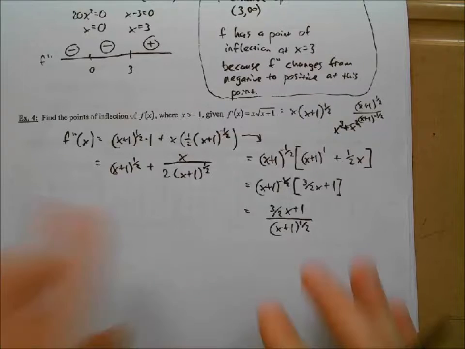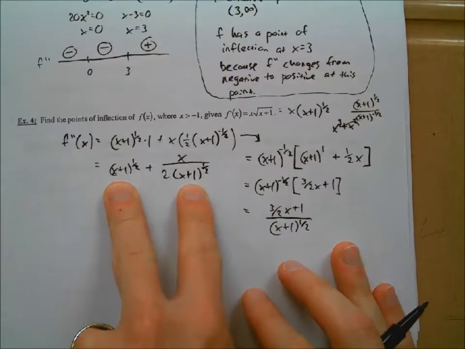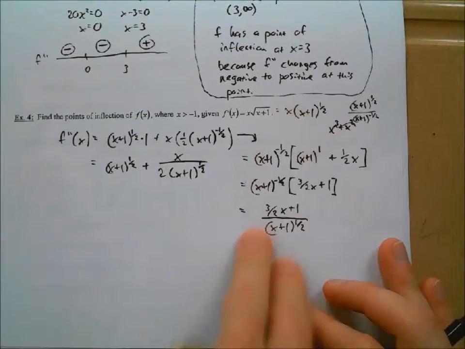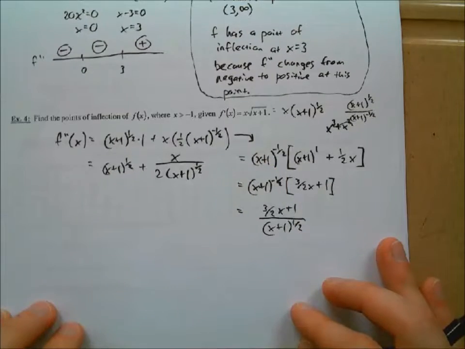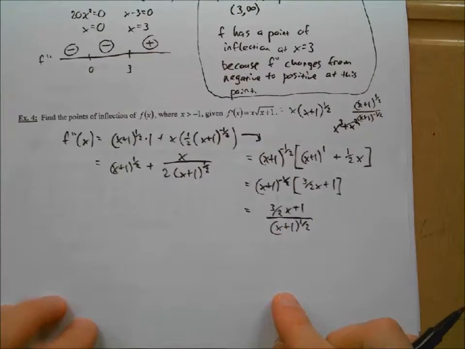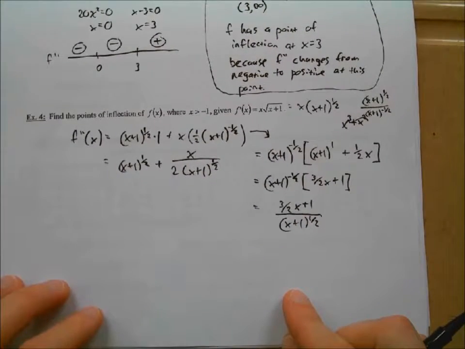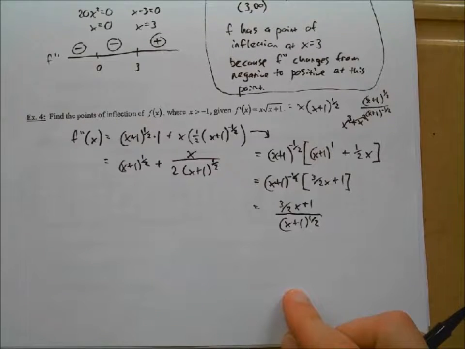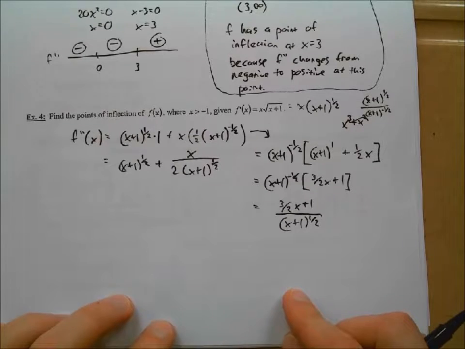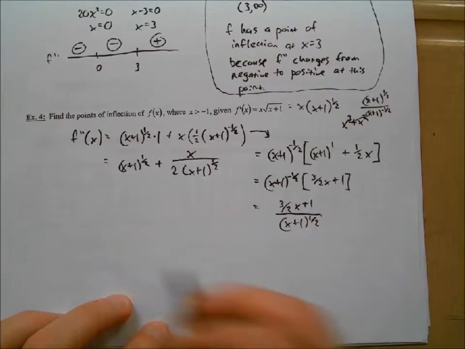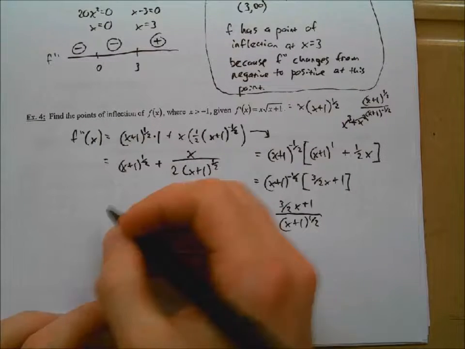If you want to go this way, again, you'll have to get a common denominator and combine like terms. Here, the common denominator is kind of taken care of by that GCF that we factored out. Okay, we result in that. So either way, we now have the second derivative and it's simplified. What do we do now? Set it equal to 0, or undefined. So we'll set the 3/2 x plus 1 equal to 0.